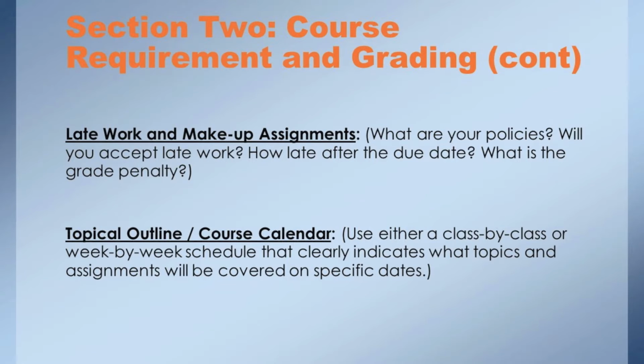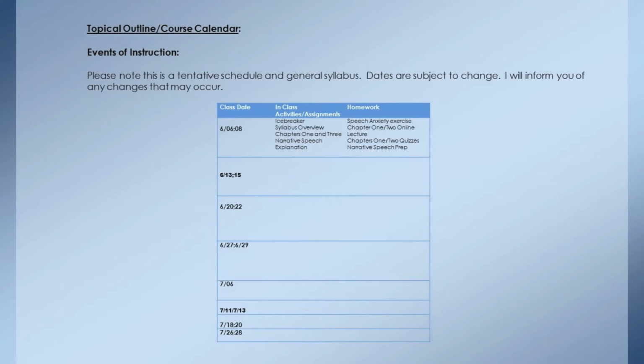And then you want to have a topical outline or a course calendar. And this will just let them know what they can expect on a class-by-class basis. So an example of this would be on here where you can see we have our events of instruction. You might want to include something that says, please note that this is a tentative schedule and general syllabus. Dates are subject to change. I will inform you of any changes that may occur.